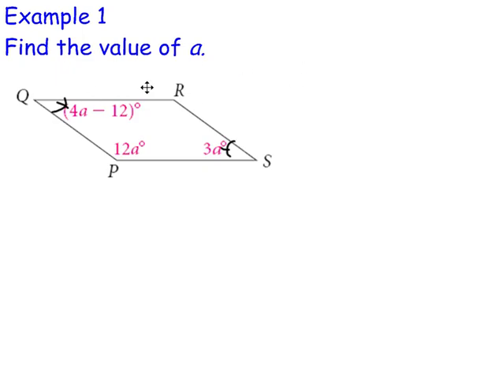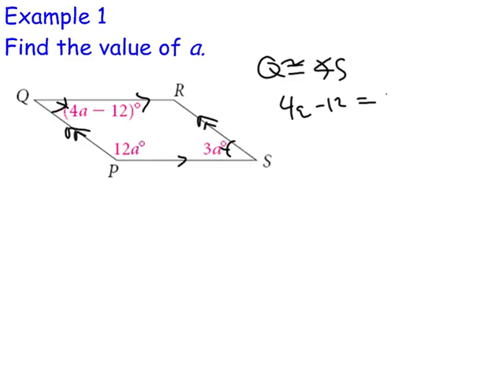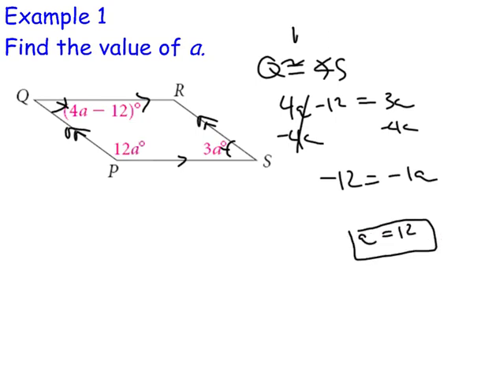By the way, this is a parallelogram. Let's assume that this is a parallelogram. Opposite sides are parallel. So I know that angle Q is congruent to angle S. So I could say 4A minus 12 equals 3A, and I can solve for A this way. So I could subtract 4A from both sides, I get negative 12 equals negative 1A, therefore A equals 12. That's method 1. You can do it that way.